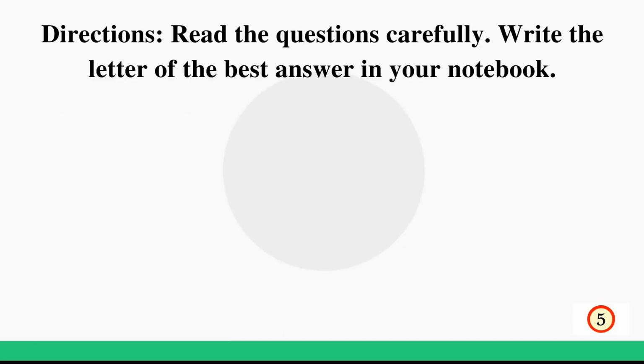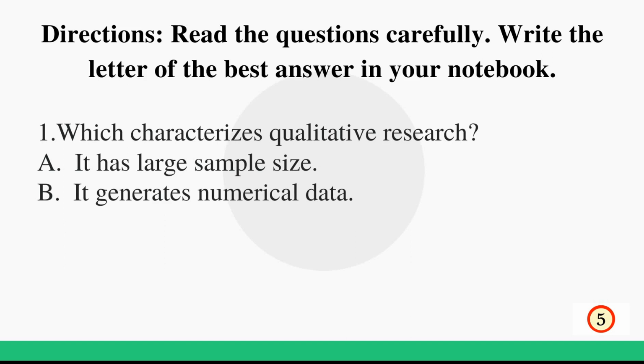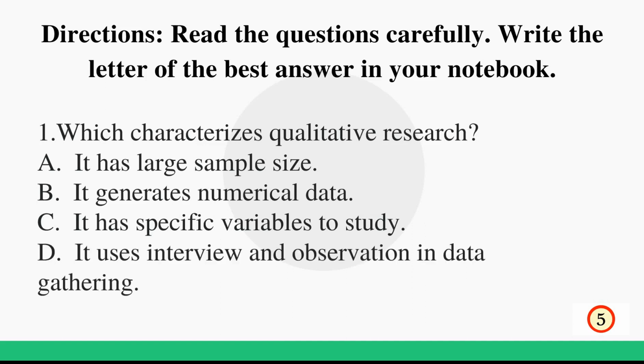Read the questions carefully. Write the letter of the best answer in your notebook. Question number 1. Which characterizes qualitative research? A. It has large sample size. B. It generates numerical data. C. It has specific variables to study. Or D. It uses interview and observation in data gathering. You have 5 seconds. Begin. And the correct answer is D.